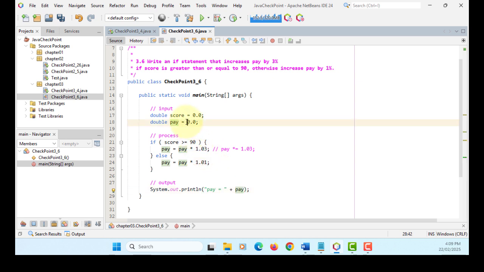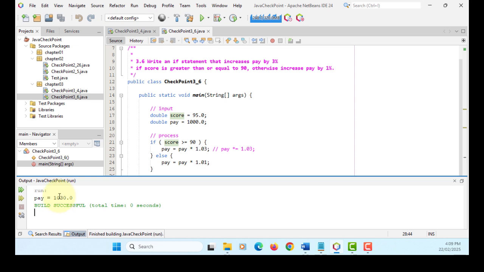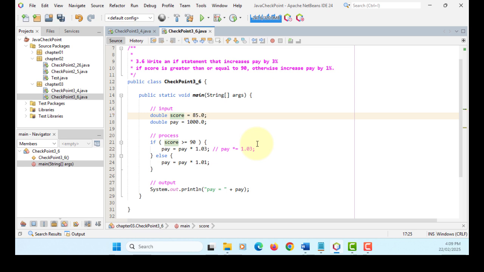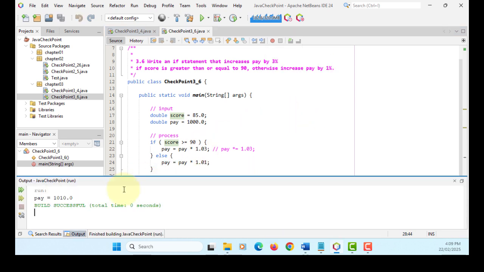So pay. Let's say our pay is 1,000. The score is, let's say, try with higher than 90. So let's say 95. So if it's 95, we increase by 3% and we'll print it. Okay, 1,000, which is 3%. So if we have less than 90, we're going to have an increase by 1%. Okay, so here you go, 1,010.